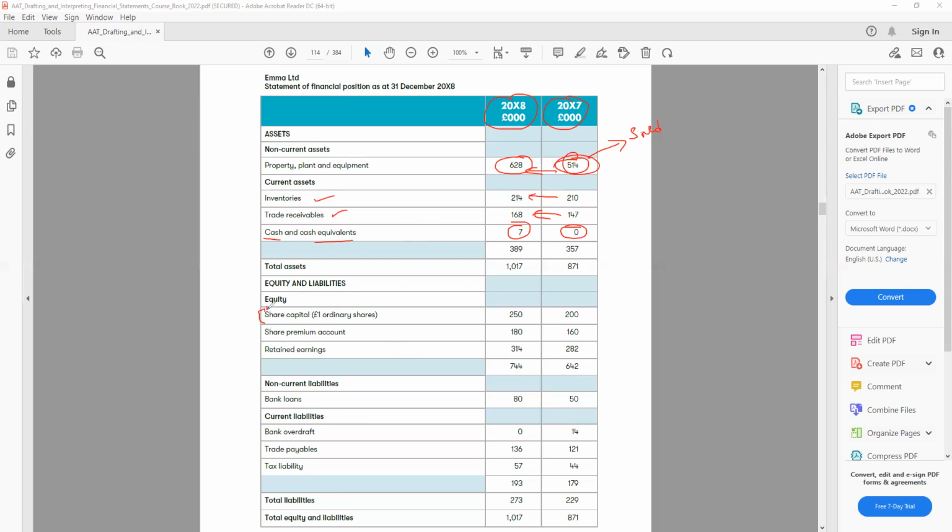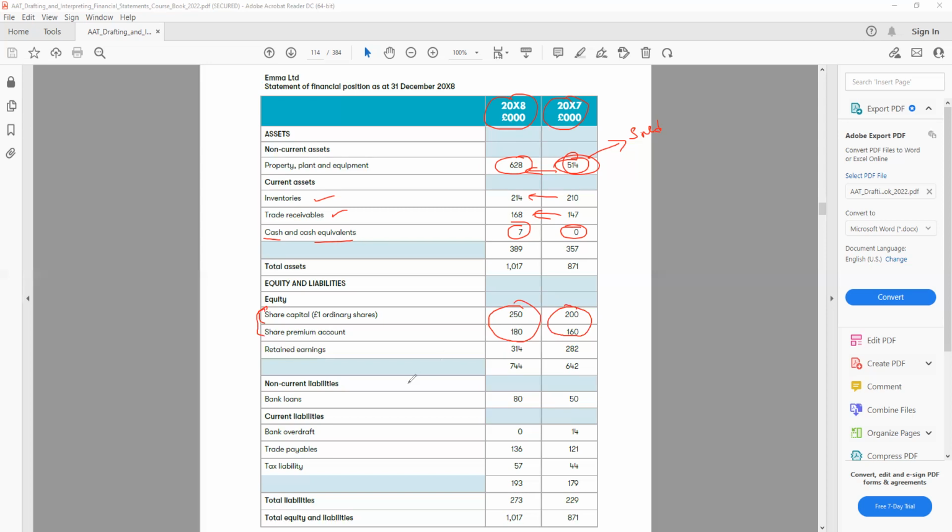Now, share capital and share premium, we normally do together rather than as two entities. We do one. So we add share capital and share premium together, so it will be, for example, 260. And then we minus from 250 plus 180. So that will give us the difference: how much is a new issue of the share capital?